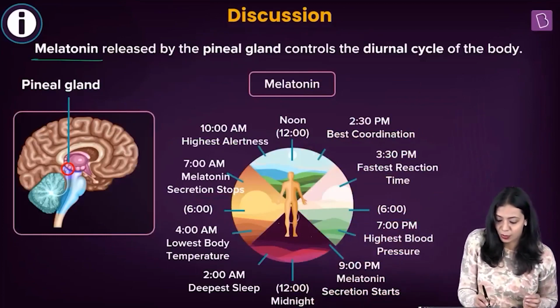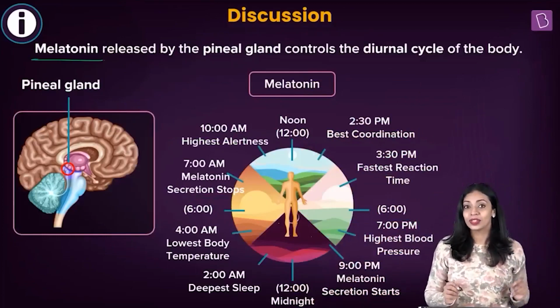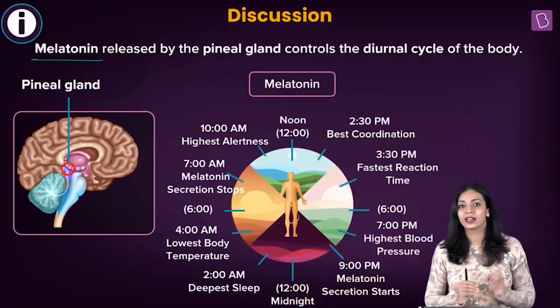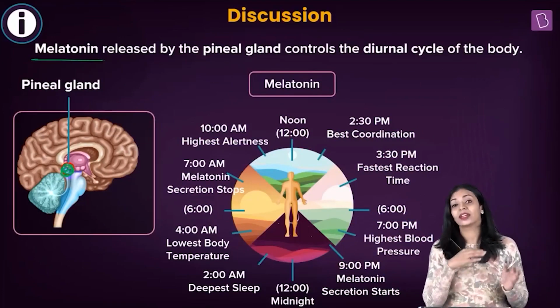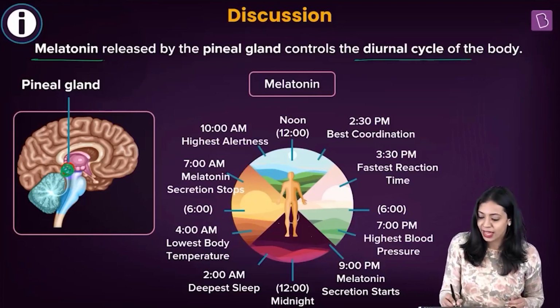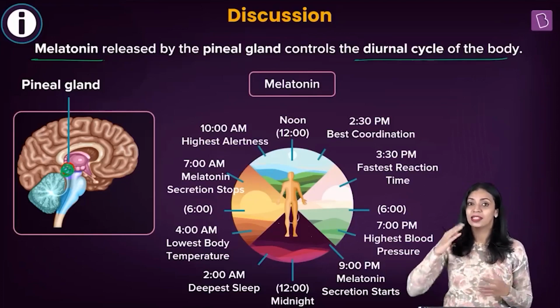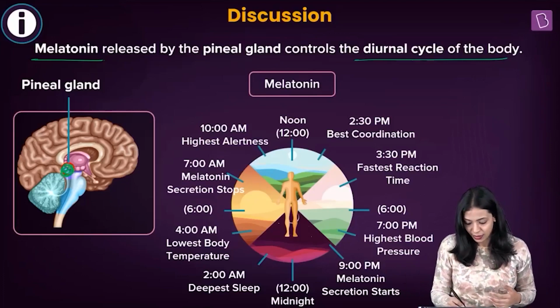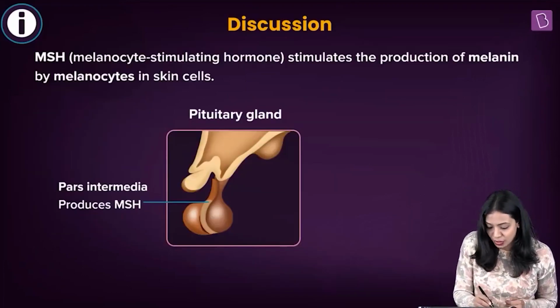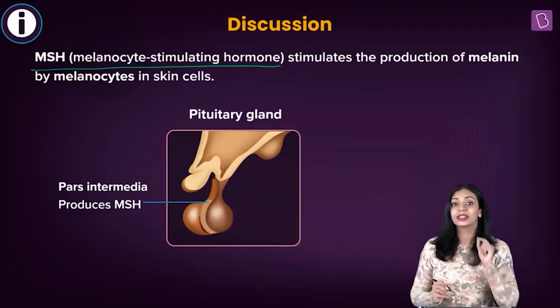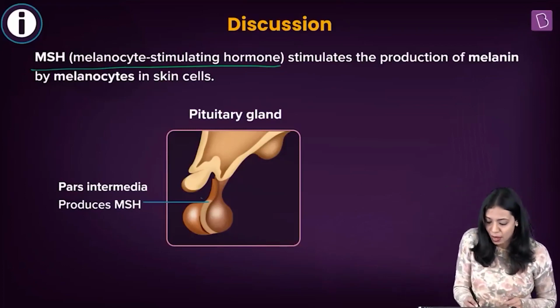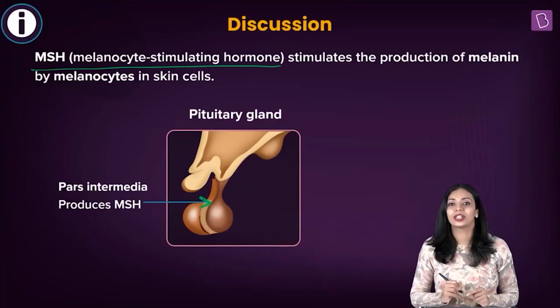Melatonin also was one of the options. Melatonin is a hormone that is produced by the pineal gland, which is located on the dorsal side of our forebrain. It is involved in the regulation of the diurnal cycle, which includes the sleep-wake cycle in our body. And MSH, which was one of the options, stands for melanocyte stimulating hormone. This is a hormone that is produced by the pars intermedia region of the pituitary gland.